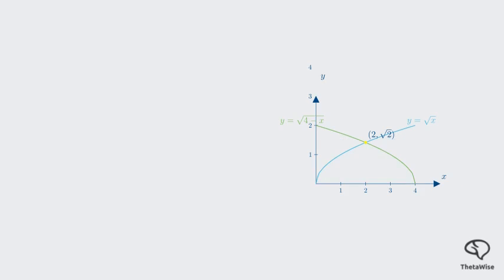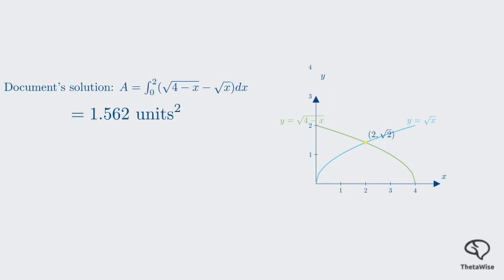Let's find out why. The document's solution integrates from 0 to 2, the top curve minus the bottom curve, with respect to x. Let's trace this area. This integral calculates the area of a vertical strip from y equals root x down to y equals root 4 minus x. If we shade this region, we see it is the exact same area as the one bounded by x equals 4 minus y squared, x equals 0, and y equals root x.